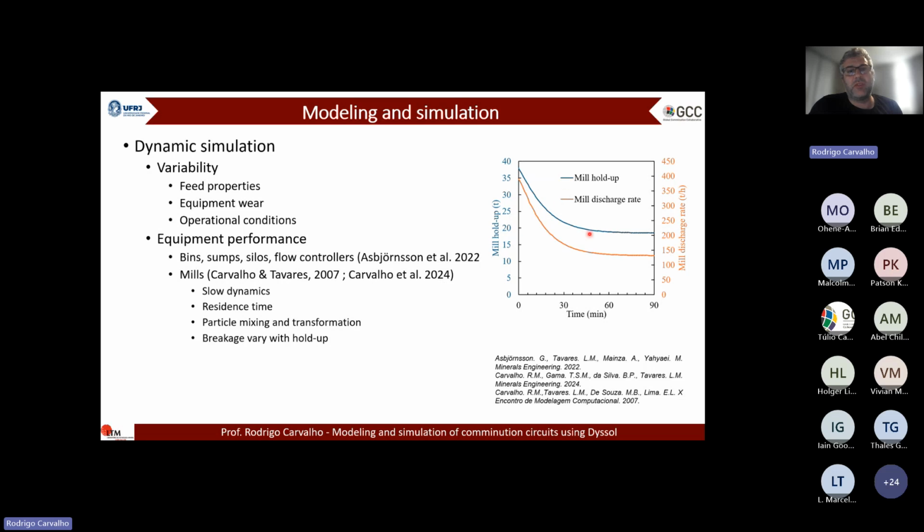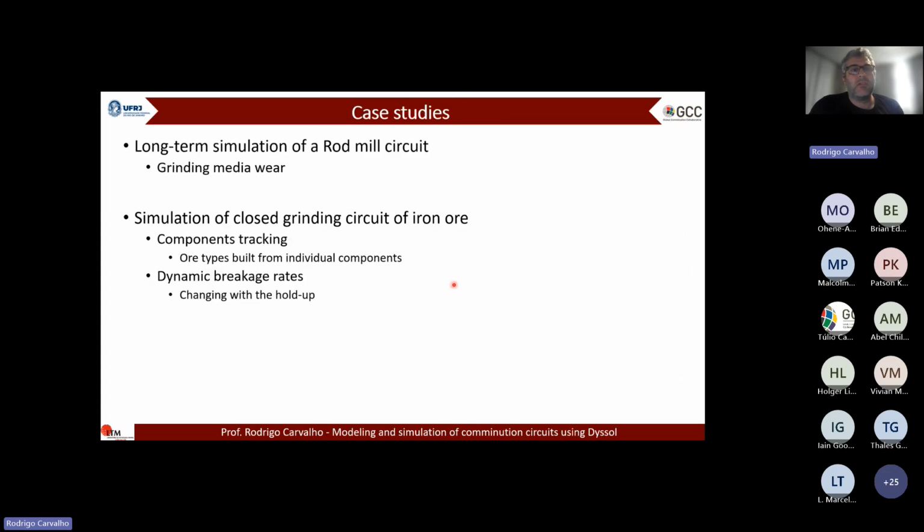And this is the type of result that you get from a dynamic simulation of a single mill unit. Over time here, you have the mill hold up, the blue curve here. You decrease the mill hold up, and then you see the response in the mill discharge rate. This is after we decreased the feed rate of this mill. So basically, these are pretty nice first order curves. Of course, when you simulate the evolution of size distribution, they're not as well behaved as that, but it is just to give you an example of an outcome from a dynamic simulation.